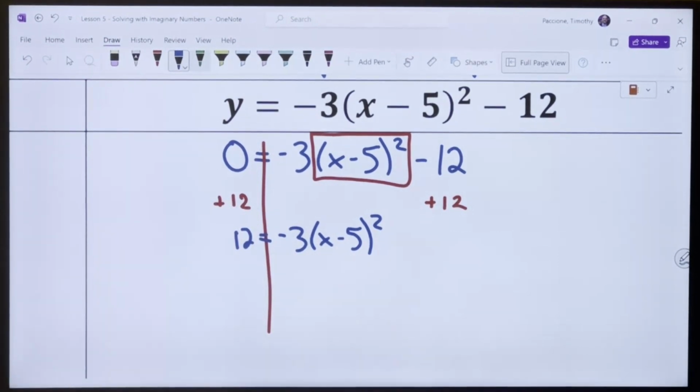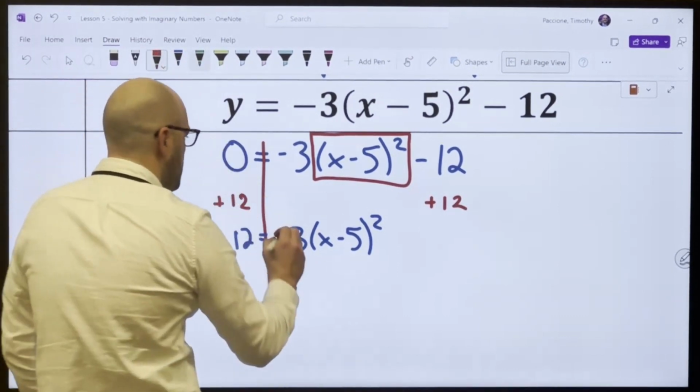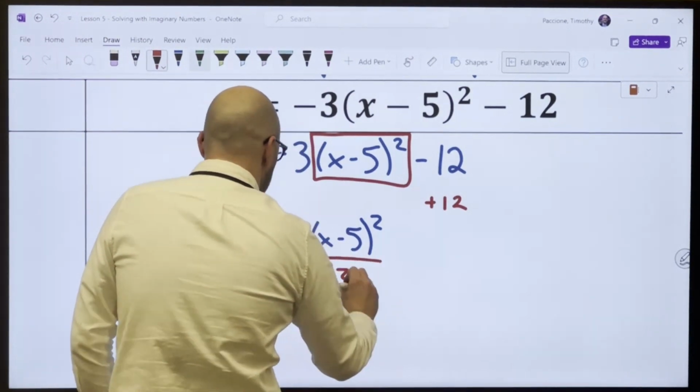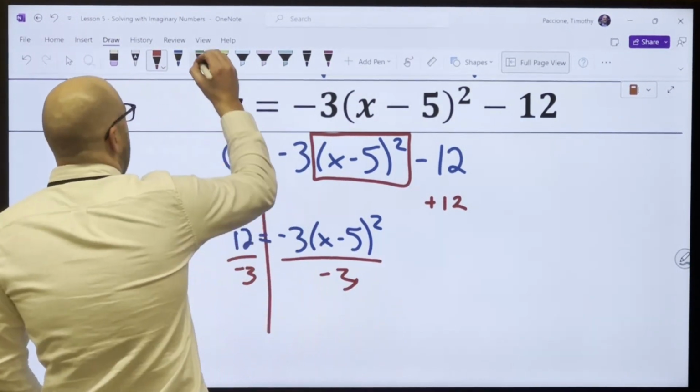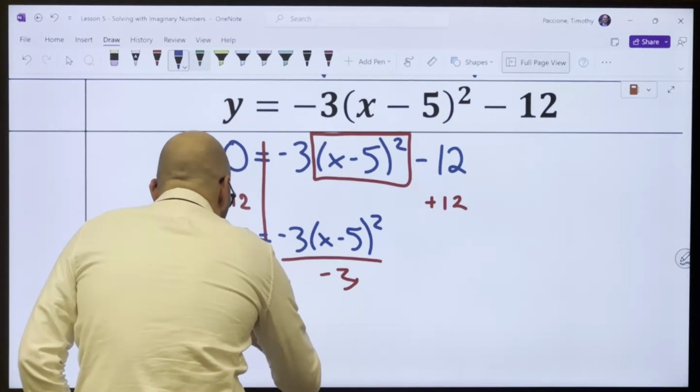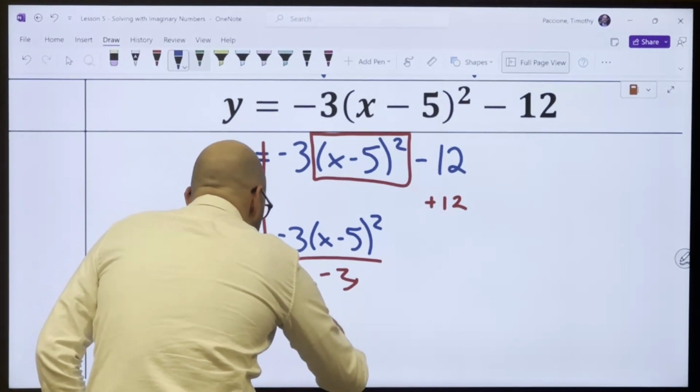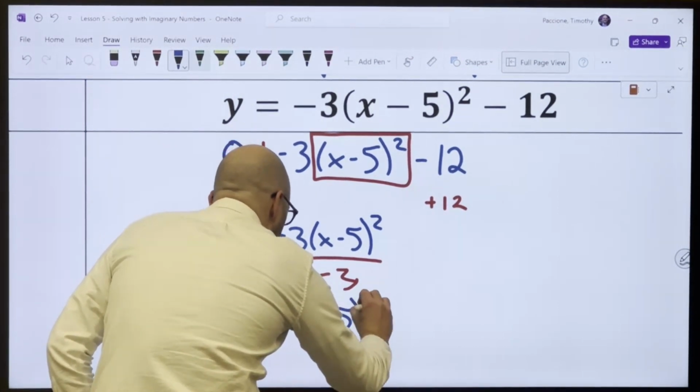Now, it's not by itself, right? What's in front of it? Negative 3. What is that negative 3 doing to the parentheses? Multiplying. You have to recognize that because we always do the opposite. If you don't know what's happening, you can't do the opposite. What's the opposite of multiplication? Division. Yep, division. So I have to divide by negative 3, and I get negative 4 equals (x minus 5) squared.